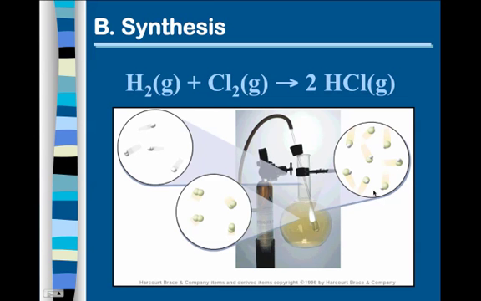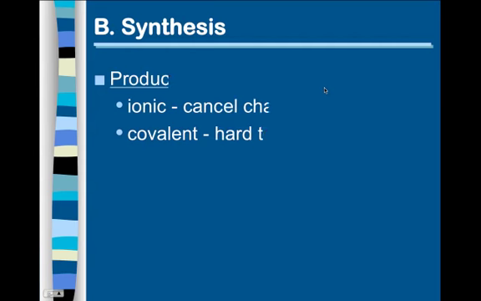An example would be the formation of hydrochloric acid. Hydrogen, remember it's H2 because it's diatomic, plus chlorine gas yields 2HCl gas, hydrochloric acid. Products, if they're ionic, they cancel charges. If it's ionic, it cancels charges. If it's covalent, it's kind of hard to tell what it is, but you'll see.